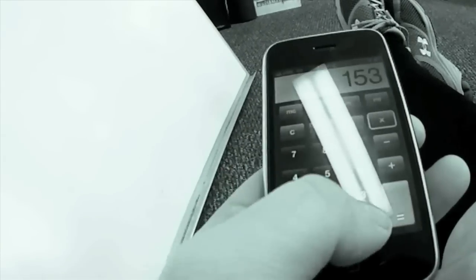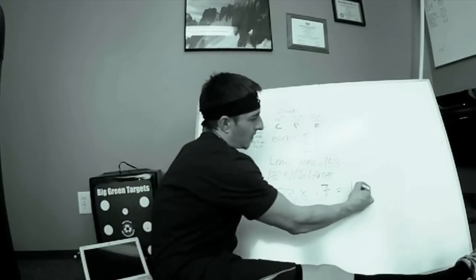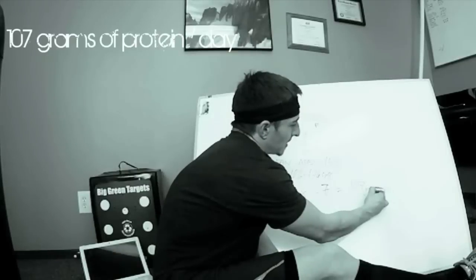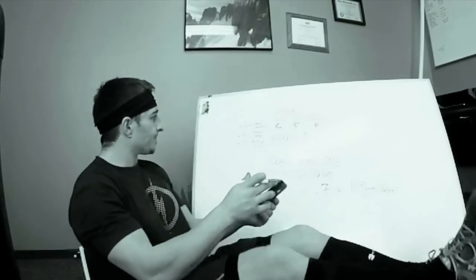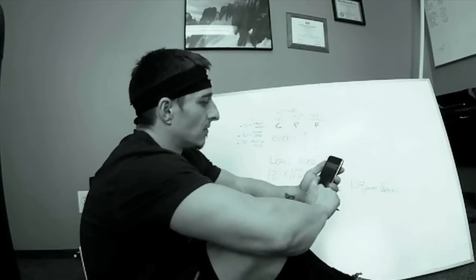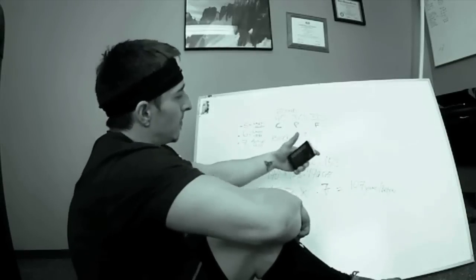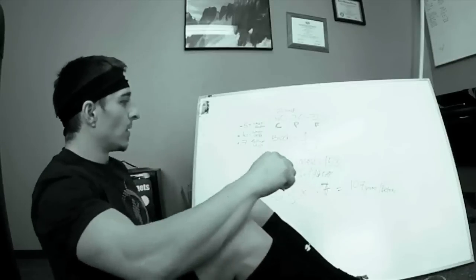153 times 0.7. So we got 153 times 0.7 gives us 107. 107 is my daily need of grams of protein. All right. So 107 divided by, there's 7 grams of protein in a block. Divided by 7 gives me 15.2.